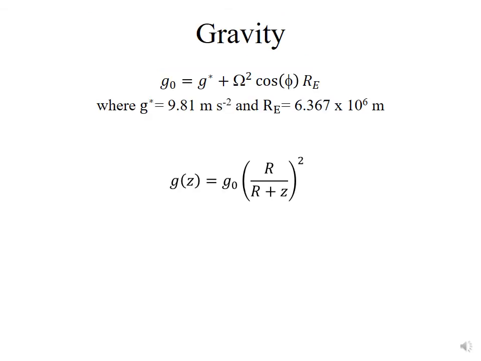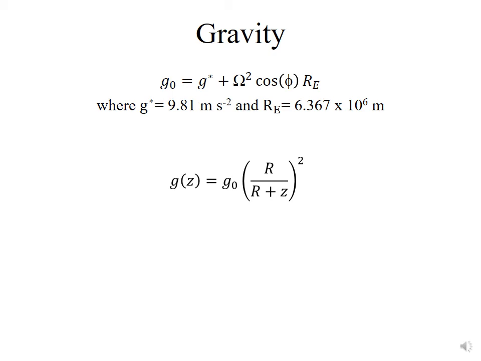And then we have gravity. Now, we've already seen that gravity changes with height. And we've seen the G of Z equation, which is equal to G naught times the radius of the Earth divided by the radius plus the elevation above the Earth's surface, squared. So we know that gravity gets weaker with height.